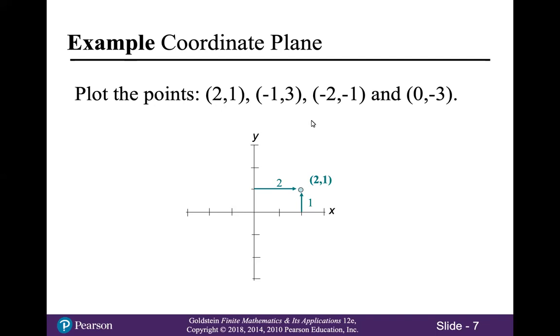-1, 3 would be 1 unit to the left because it's negative. And again, 3 units up, so that would be right here. -2, -1 would be 2 units left and 1 unit down because the y is negative. And then finally, if the x coordinate is a 0, that means don't move right or left, just stay on the y-axis. And in this case, we will go 3 units down, and we will end up at this point.